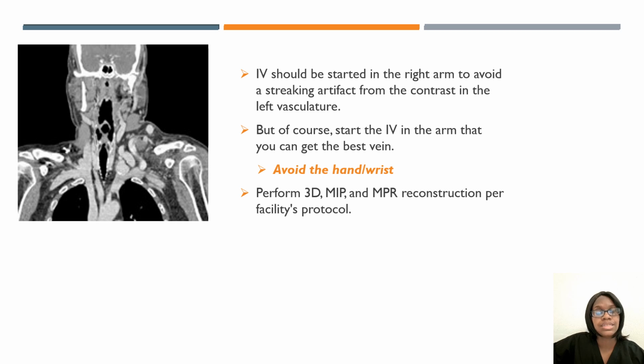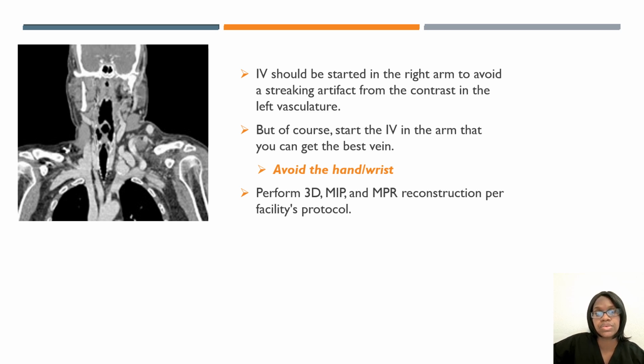Textbook wise, it says to start the IV on the right arm. This is going to avoid streaking. However, if the patient does not have a good vein in the right arm, then start it in the left arm. Start it wherever you can get it. I have started an IV in either arm. Sometimes you cannot always get an IV in the right arm. Of course, it's going to help give you better images, but you can't stick a patient 6, 8 times in their right arm to get a good vein. You will need to go to the left side because you can't go in the hand. So avoid the hand and wrist.